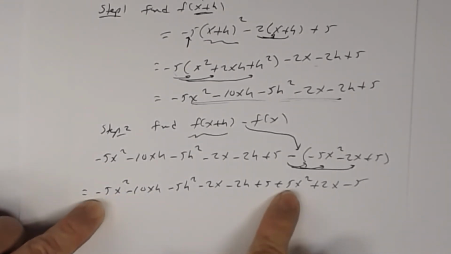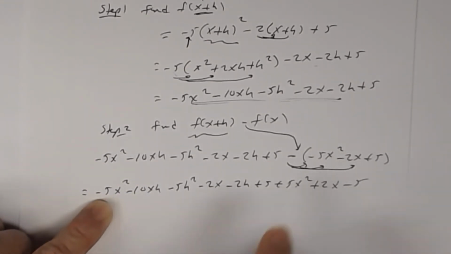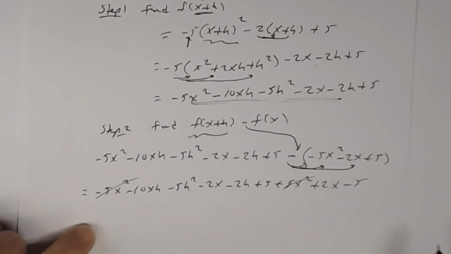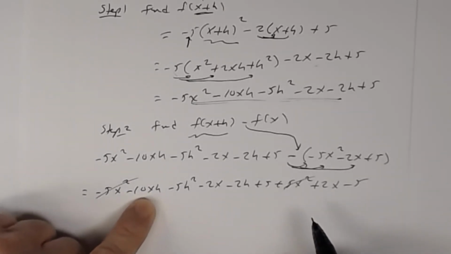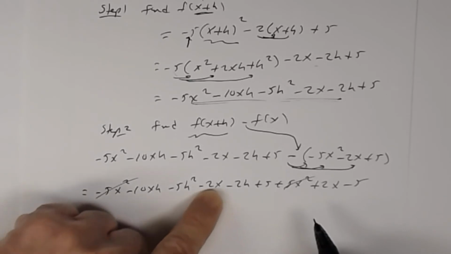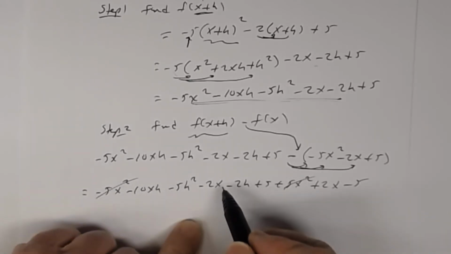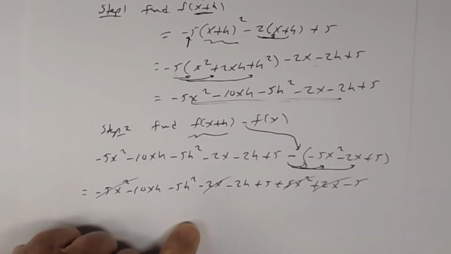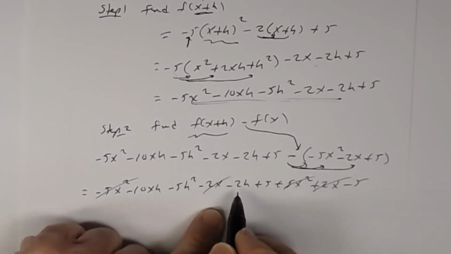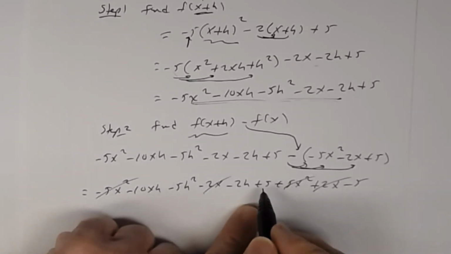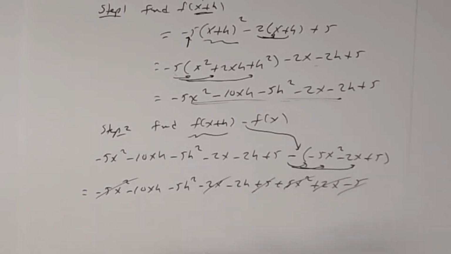Now remember, at the end of step 2, just like over here, every term that does not have a factor of h cancels out. And so notice, see that negative 5x squared? Here's its opposite right here. So a negative 5x squared plus 5x squared is 0. This has an h in it. This has an h in it. This does not. Negative 2x, here's its opposite. A negative 2x and a positive 2x is 0. This has an h in it. This does not. Positive 5, negative 5 is 0.